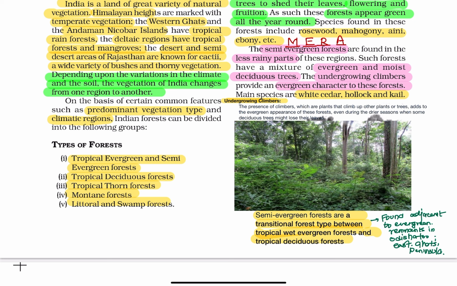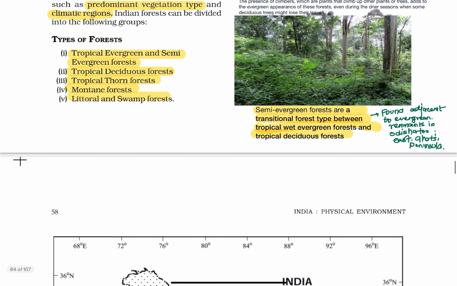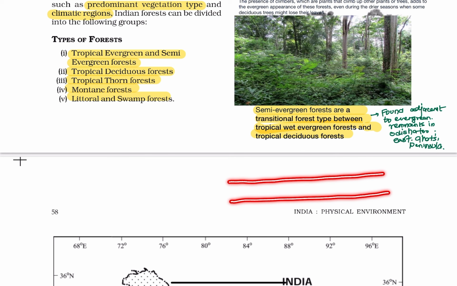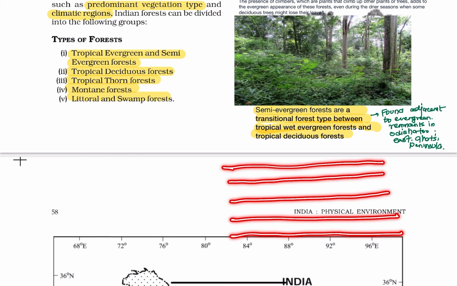But still, as I said, there is a mixture: this is the evergreen, this is the semi-evergreen, and this is the moist deciduous type. This is the dry deciduous, moist deciduous, and this is completely evergreen. Now this is the semi-evergreen. It includes both evergreen and moist deciduous.